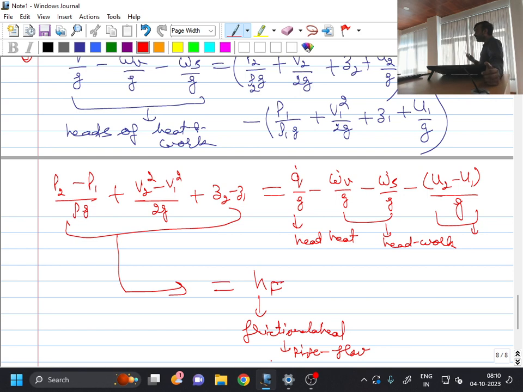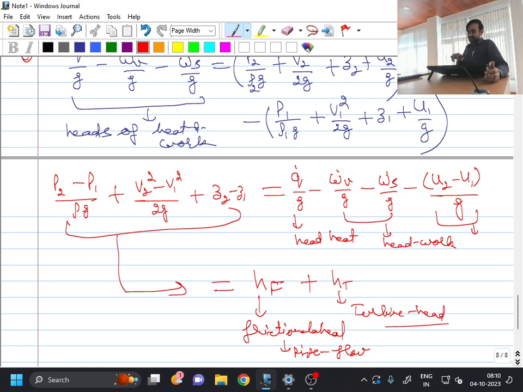Similarly, say you have an outlet, an inlet, and in between you have connected a turbine. What will that turbine do? The turbine will extract the energy of the fluid, so it will give us some positive work output. So I can have some HT, which I can call the turbine head, if I use a turbine. I am using this as a generic form.